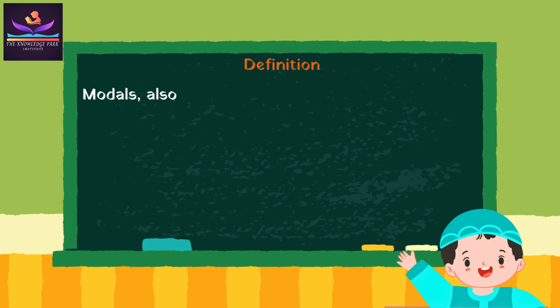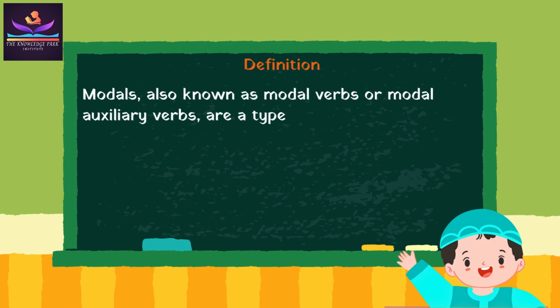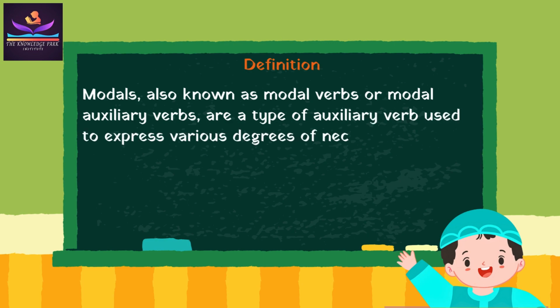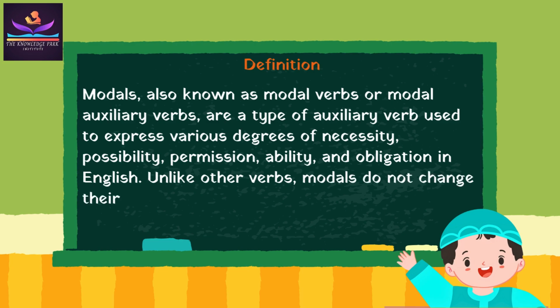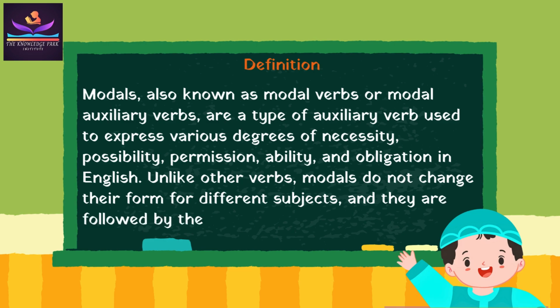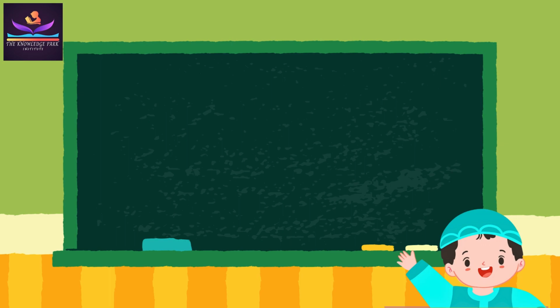Modals. Definition. Modals, also known as modal verbs or modal auxiliary verbs, are a type of auxiliary verb used to express various degrees of necessity, possibility, permission, ability, and obligation in English. Unlike other verbs, modals do not change their form for different subjects, and they are followed by the base form of the main verb. Types of modals.